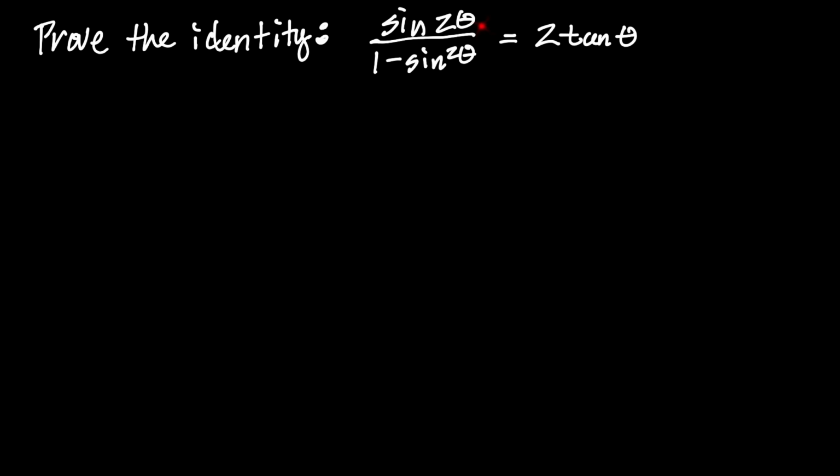So I see on the numerator I have sine 2 theta. Well, that's a double angle. So I'm going to use the double angle identity, which says that sine 2 theta equals 2 sine theta cosine theta. And in the bottom here, my writing's a little sloppy, but this is 1 minus sine squared theta. So this deals with the Pythagorean identity. That's going to give me a cosine squared theta in the bottom here.